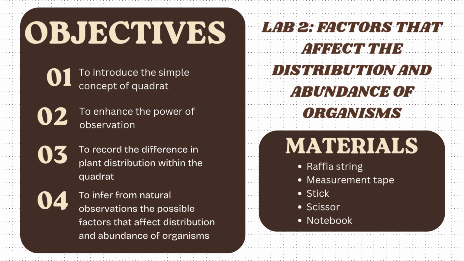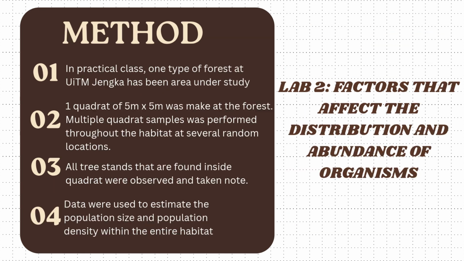The method. In practical class, one type of forest at UiTM Jengka has been the area under study. The second, a quadrat of 5 meters times 5 meters was made in the forest. Multiple quadrat samples were taken throughout the habitat at several random locations. The third, all tree stands found inside the quadrat were observed and noted. Lastly, data were used to estimate the population size and the population density within the entire habitat.